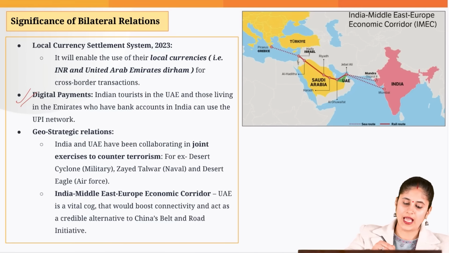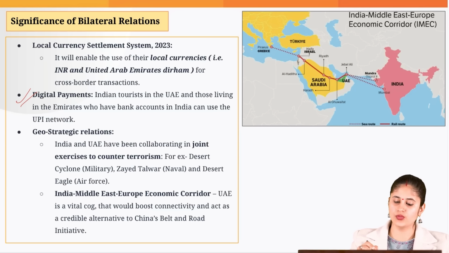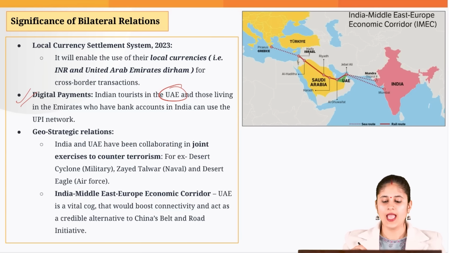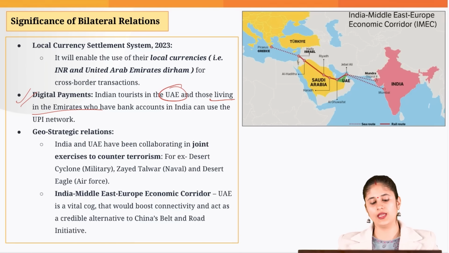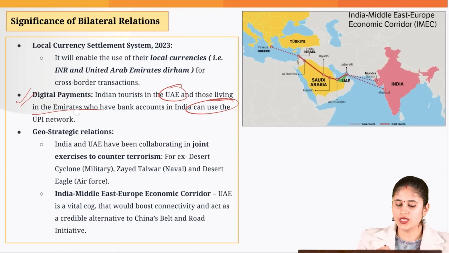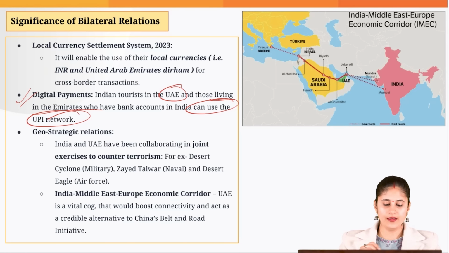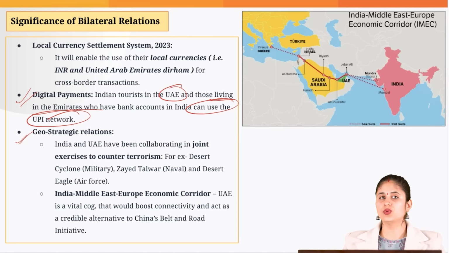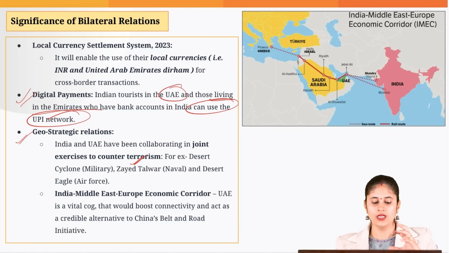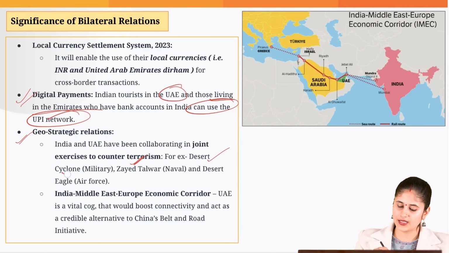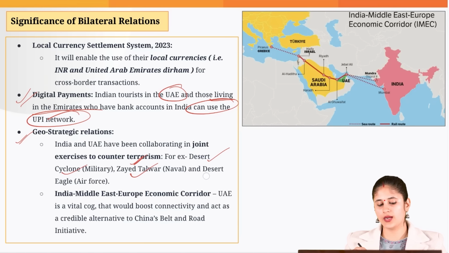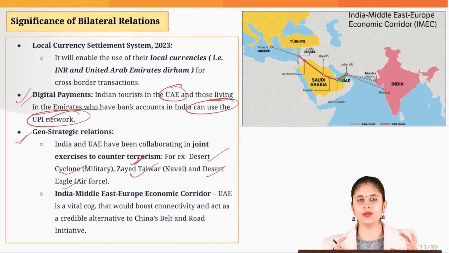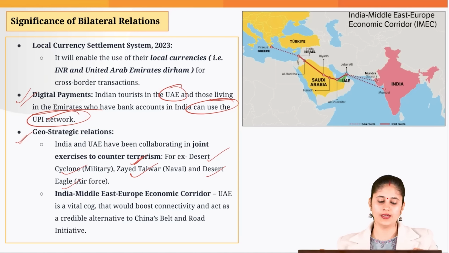Then we have given a boost to digital payments. So the Indian tourists who are in UAE, and the Indians who are living in UAE, can use the UPI network. Then from the geostrategic point of view, UAE is also important. The two countries are carrying out joint exercises to counter terrorism. Okay, so we have Desert Cyclone, Zayed Talwar and Desert Eagle. These are the joint military exercises to counter terrorism.